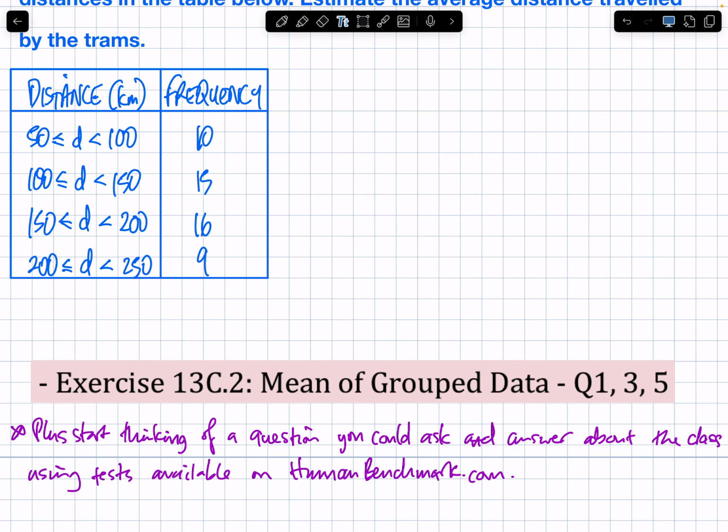Do I know the exact numbers here? Yes or no? What's the only thing that I know? How many distances were there between 50 and 100? 10. That's all I know. I don't know what the actual distances were. How many distances were there between 100 and 150? Do I know what the actual distances were?